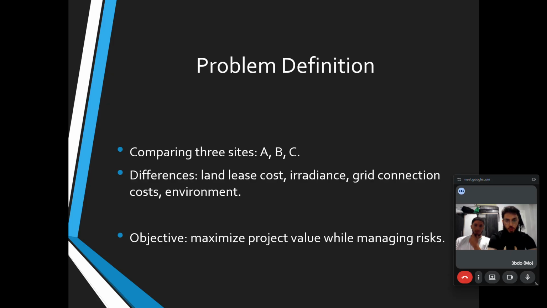The problem definition. So basically, we are comparing three different sites: Site A, Site B, and Site C. The differences are the land lease cost, irradiance, grid connection costs, and environment. And the objective, obviously, since this is a business, is to maximize project value while managing risks.